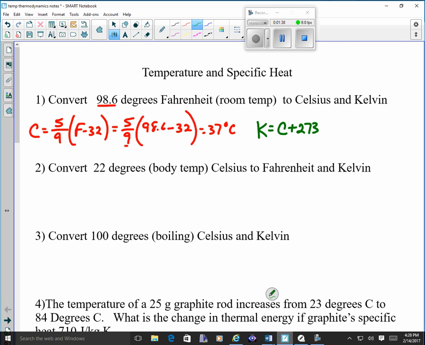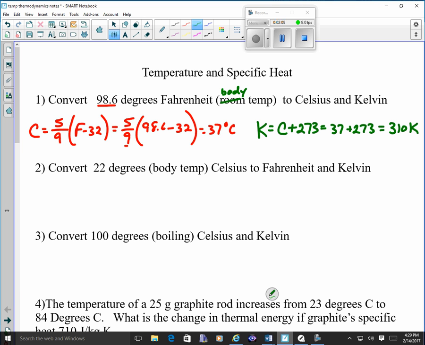inside the atom. So you're simply going to take that Celsius temperature you just found, which was 37, and add it to 273. So your body temperature, this is not room temperature, this is body temperature, in Kelvin ends up being 310 K. And they don't say degrees Kelvin. I'm not sure why. They just say 310 K.